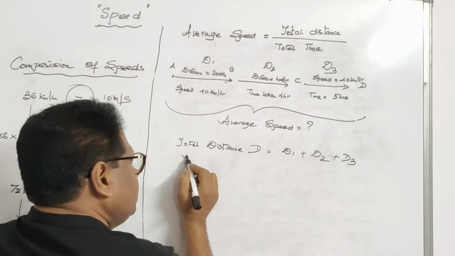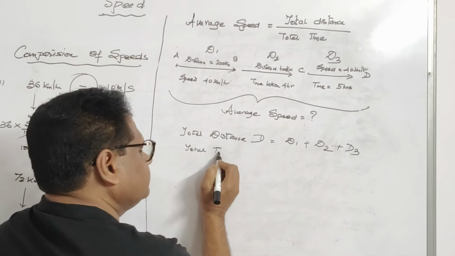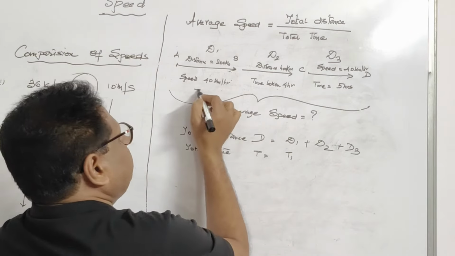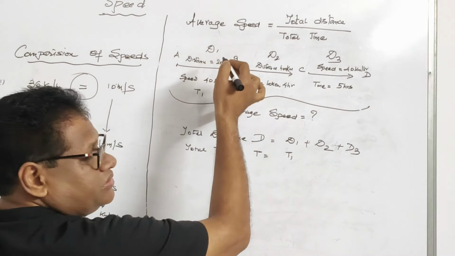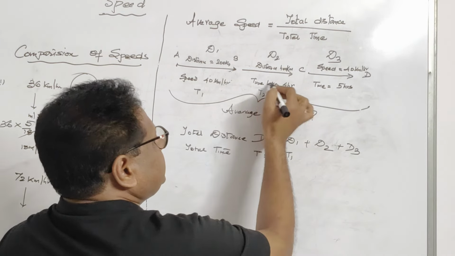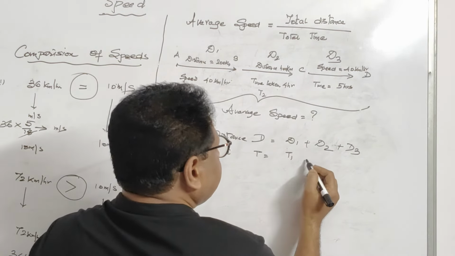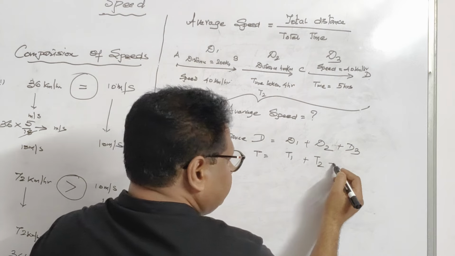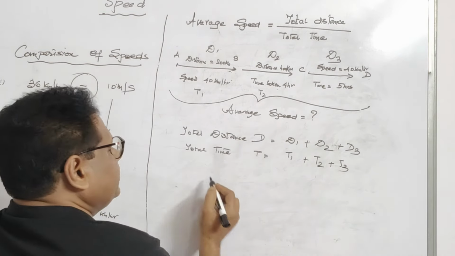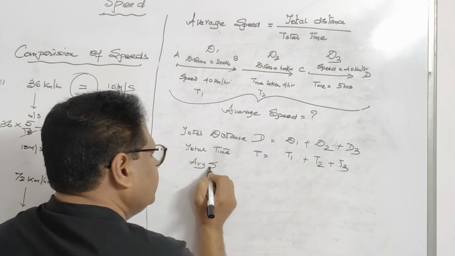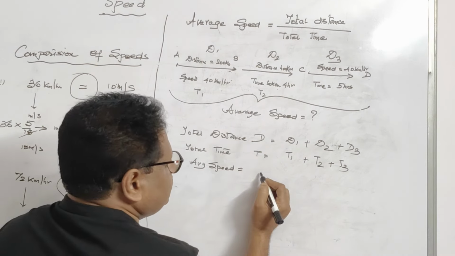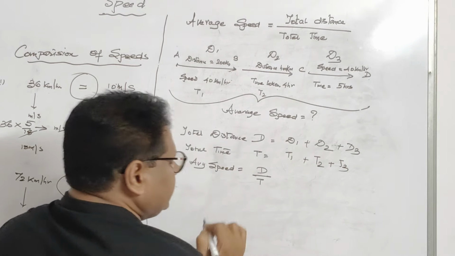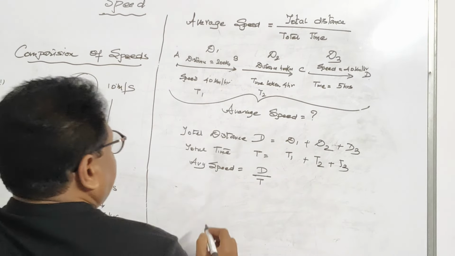Then after that you need to find the total time. This equals T1, the time taken for this part, which you have to find out for this question. Then the time taken B to C, that is given, 4 hours. Then the time taken from C to D, that is 5 hours, already given. Then only you can apply the formula: average speed equals total distance D, that is D1 plus D2 plus D3, divided by total time T. Now see how I am finding.